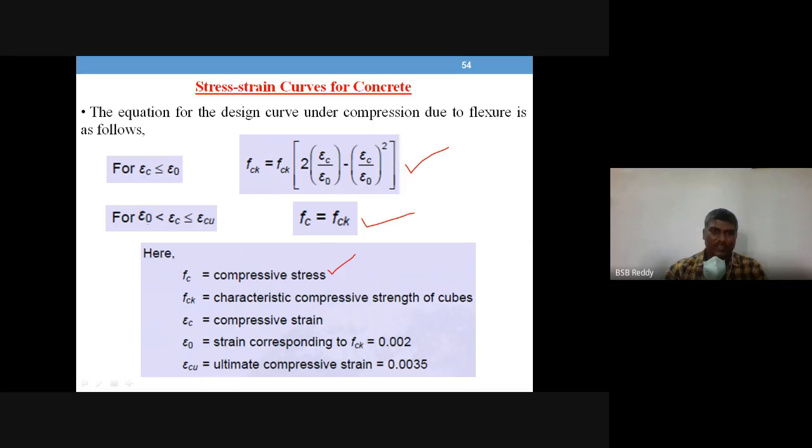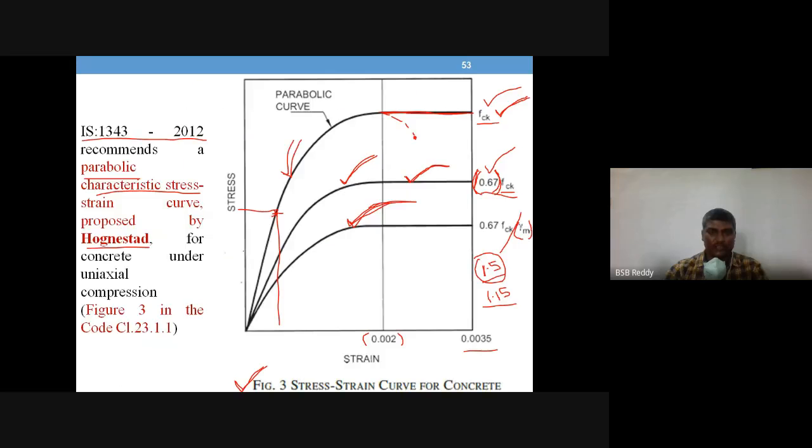So FC is the compressive stress. FCK is the characteristic compressive strength, and epsilon is the compressive strain value you want at a particular point. Epsilon naught is the strain at FCK value, 0.002, what we call the proof strain value, and the ultimate compressive strain is 0.0035. Okay, so this is the equation form for this curve.